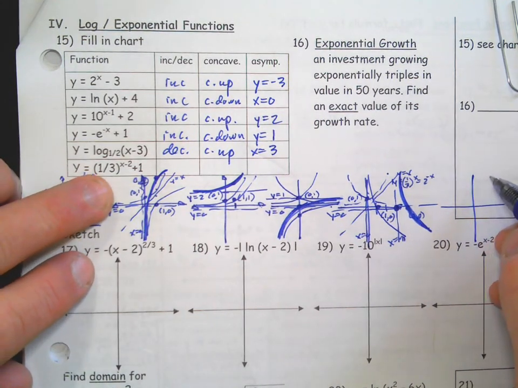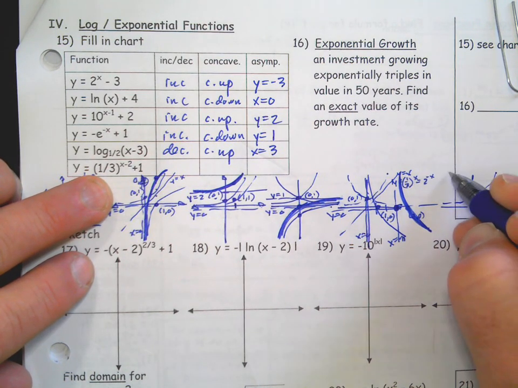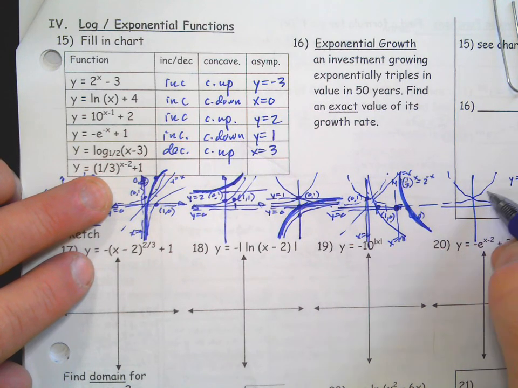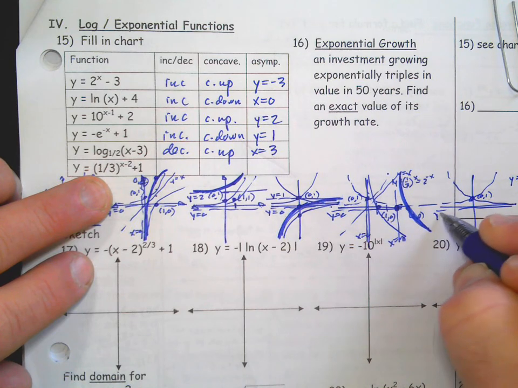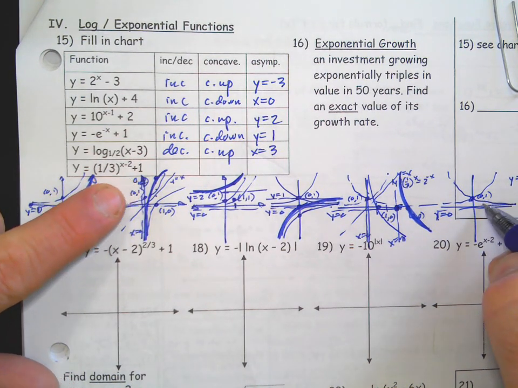And so y equals 1/3 to the x is the parent function, but I'm going to think of it as y equals 3 to the negative x. So I'm going to do y equals 3 to the x, and then flip it across because it's negative. And then the minus 2 on the inside moves everything to the right 2.